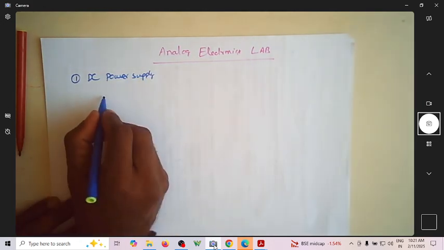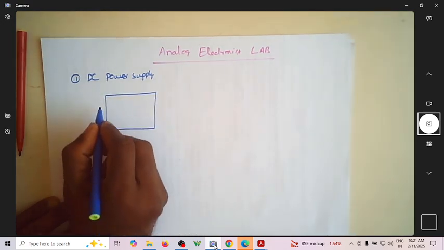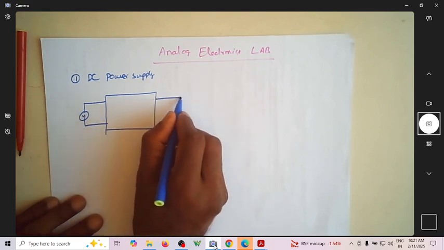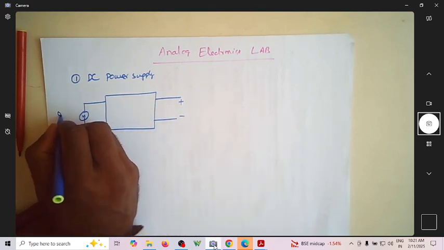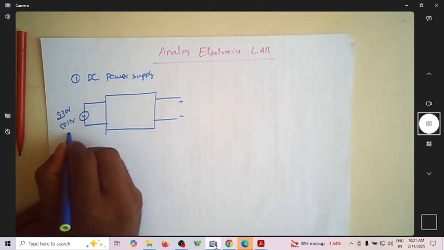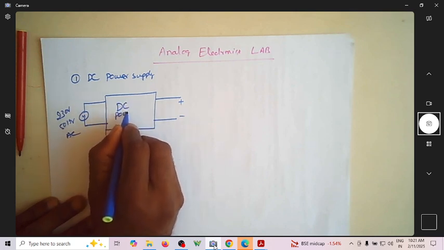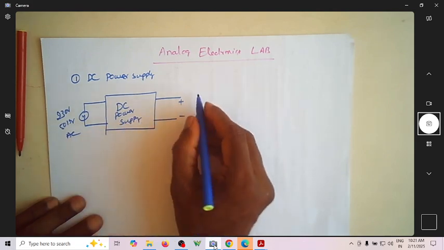So we are supposed to design this block diagram, this black box which will accept the AC signal and give a DC signal. So this is a 230 volt 50 hertz AC signal. This is the DC power supply we are supposed to design.